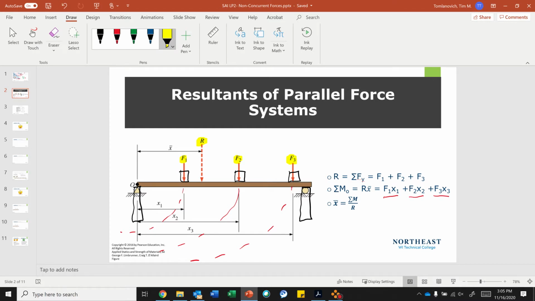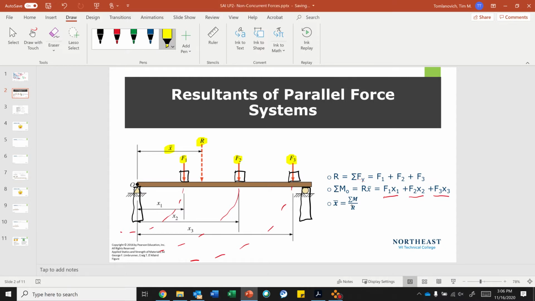Okay, why do we want to do that? Sometimes it's easier for us to deal with one resultant force, because we need to know that one resultant force. We need that magnitude, we need the sense, we need the line of action, and the point of application so we can design that beam. And that'll be in structural analysis too. So this makes life a little bit easier for us when we're designing things, okay? So the key to this is how do we find X bar?